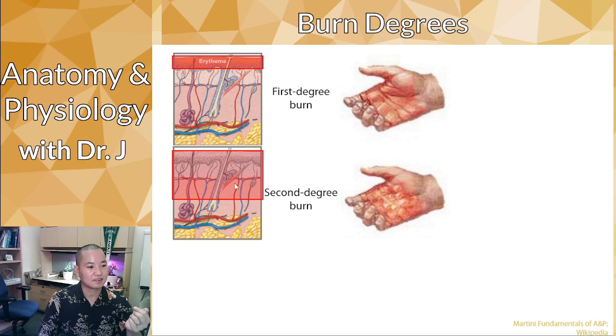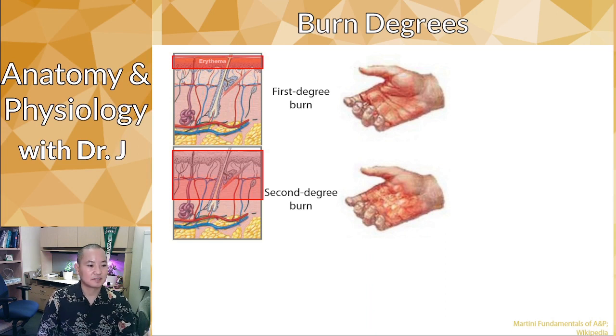But with a second degree burn, if you damage these cells, especially the ones that keep your epidermis and dermis attached to each other, what's going to happen? These layers can separate, so that's why we often see blisters with second degree burns.